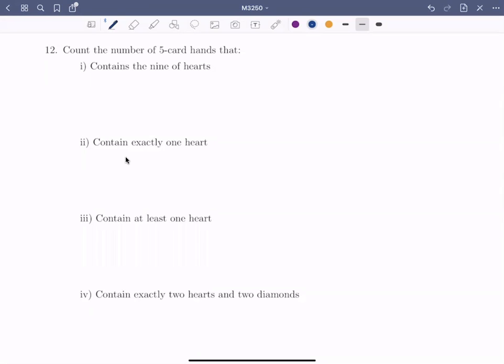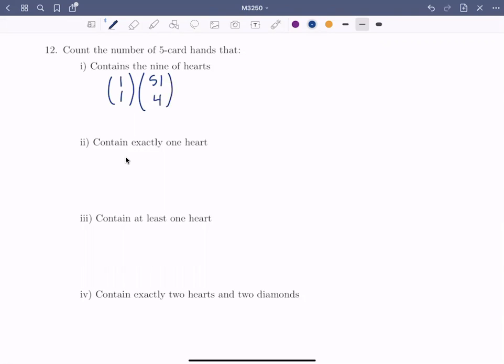So the way that I'm going to do this is I'm going to pretend that we have a deck of cards in our hand, and I'm going to take the 9 of hearts out of the deck and make it its own pile. So I'm going to put the 9 of hearts in one pile, the 51 other cards in the other pile. Of that one 9 of hearts pile, I'm going to choose one of them. So of that one card, I'm going to choose it. Of the 51 remaining cards, I'm going to choose 4 of them.